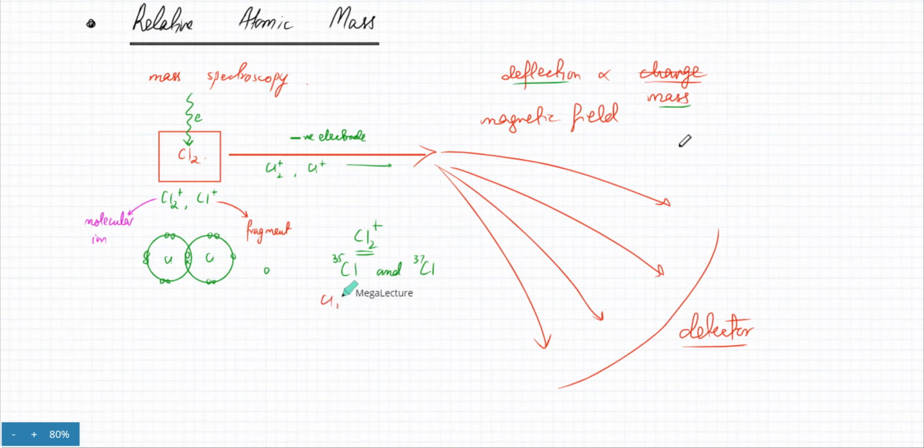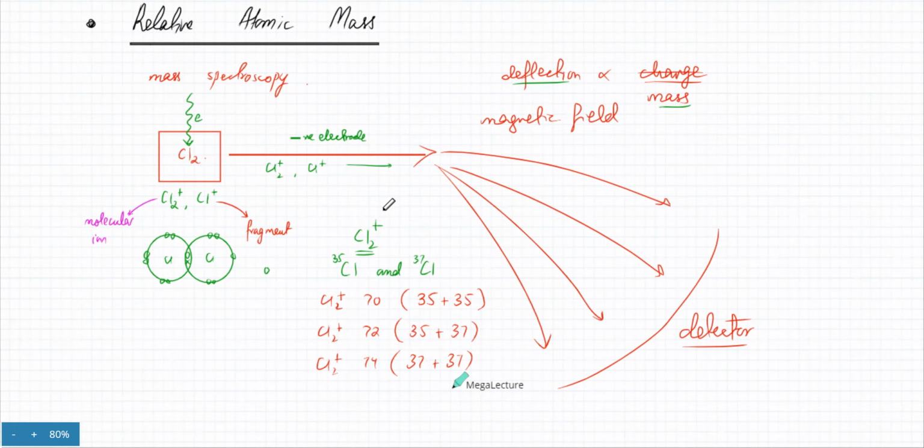For example, Cl2+ could have a mass of 70. Why would it have a mass of 70? Because both Cl atoms in it have this isotope. Cl has two isotopes: one is 35 and the other one is 37. Similarly, you could have a Cl2+ which is 72. Why 72? Because one of them is 35 and the other one is 37. Or you could have a Cl2+ ion with a mass of 74, because both of them might be 37. So there are three different combinations. The Cl2 ion can have three different masses.